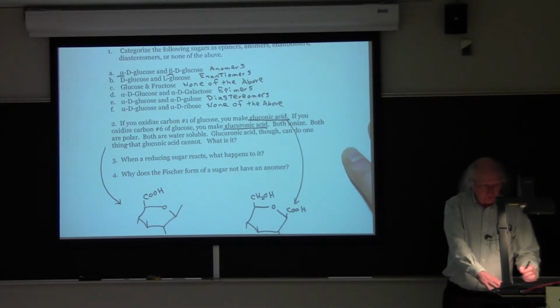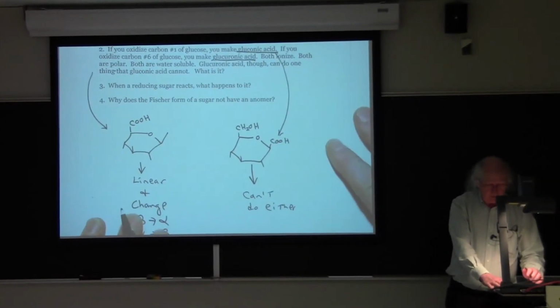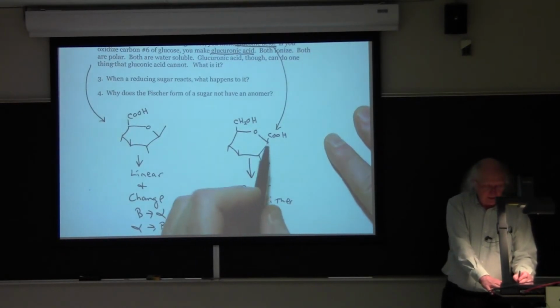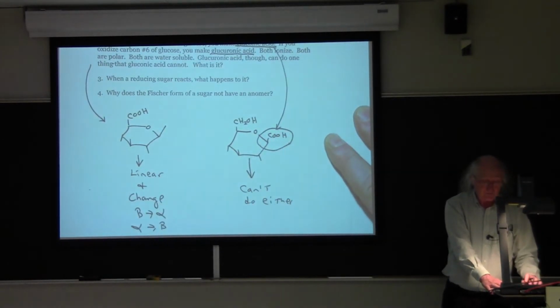So this sugar, glucuronic acid, which has the free hydroxyl on the anomeric carbon, can go back to the linear form and can change beta to alpha, alpha to beta. This sugar can't do either. Again, this sugar can't do either, and that's because it has an altered hydroxyl group on the anomeric carbon.